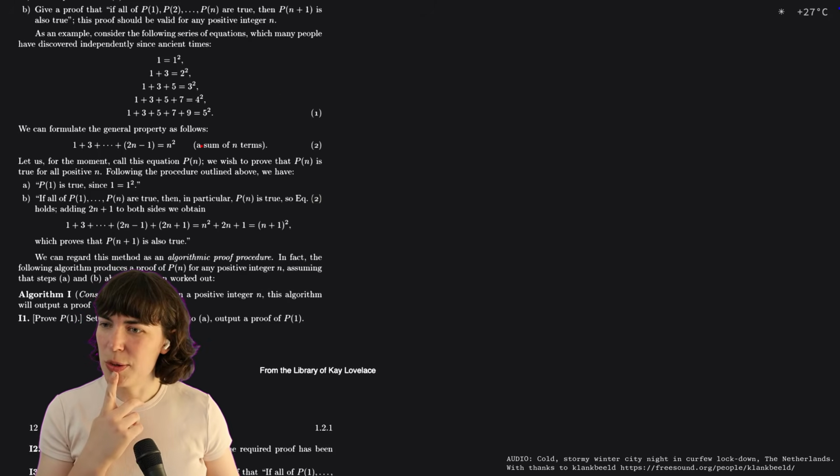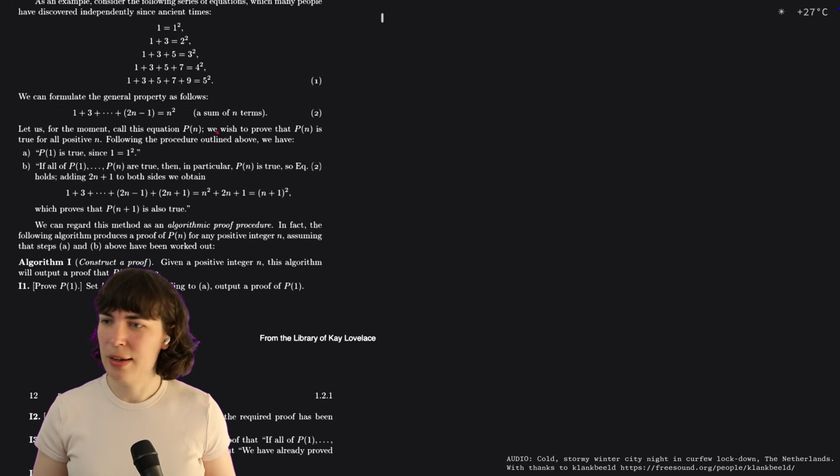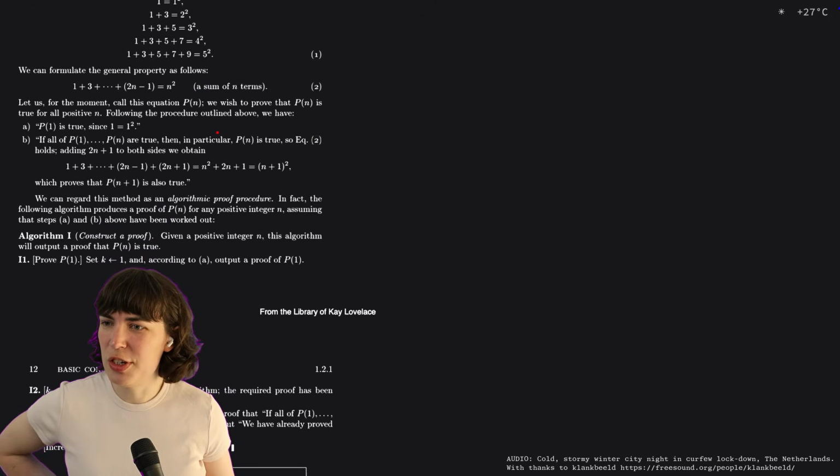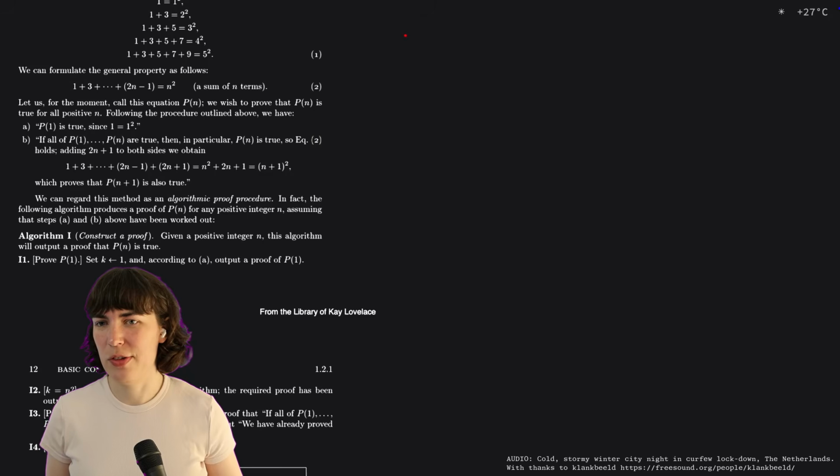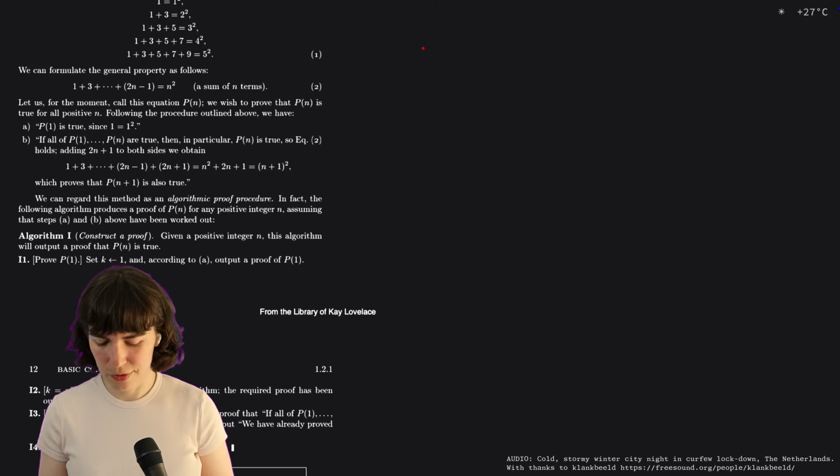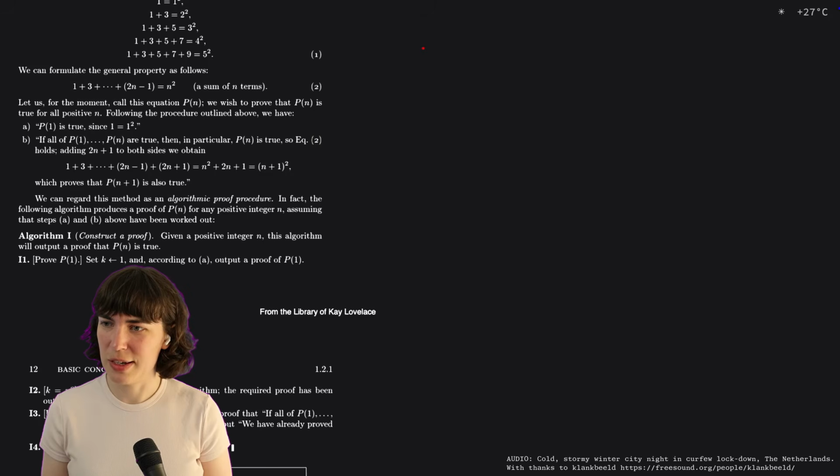Okay, so we've got the general property. Let us, for the moment, call this equation Pn. We wish to prove that Pn is true for all positive n. Okay, so let's try and kind of just muddle around with that.